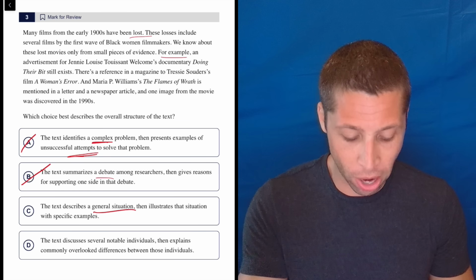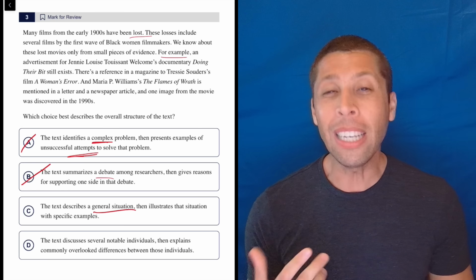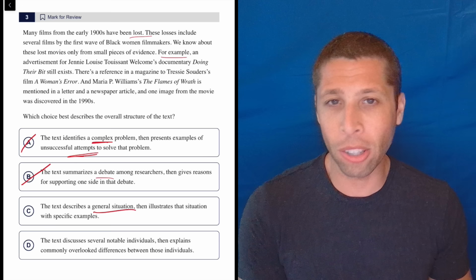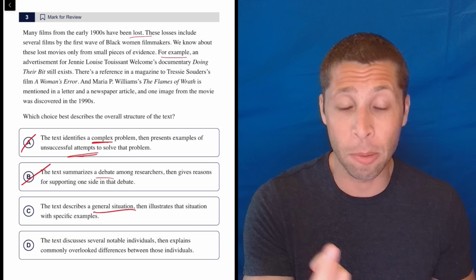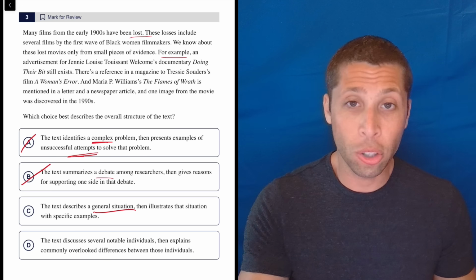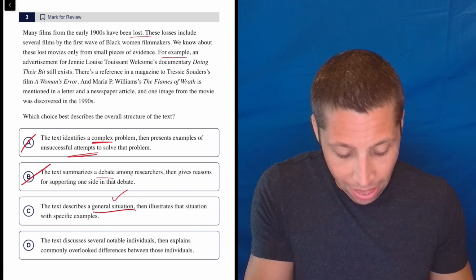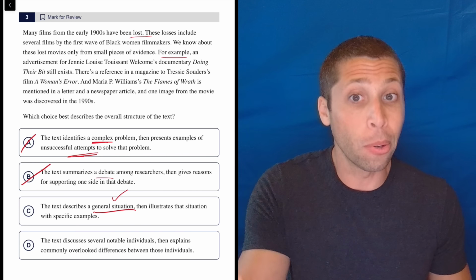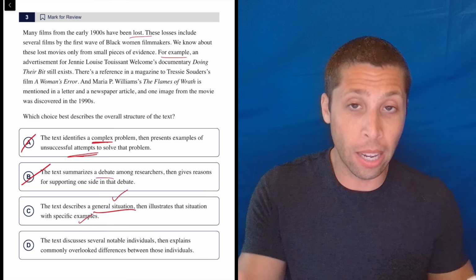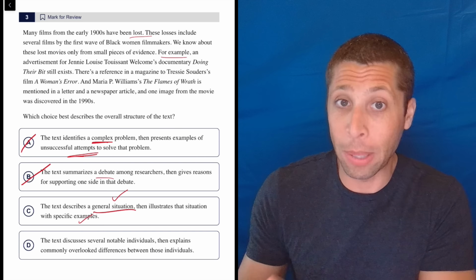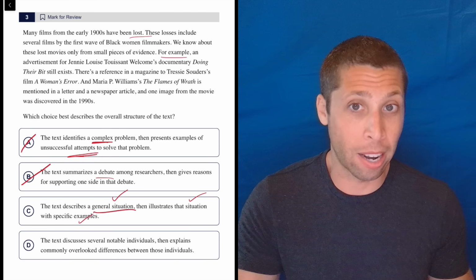Does it describe a general situation? Yes. And it's very easy for me to then say, well, what is that situation? The situation is these films, these pieces of art, are lost. So, okay, easy to check that box off. It then illustrates the situation with specific examples. It's definitely specific examples, and the examples show things that have been lost. So that's pretty easy to prove right.